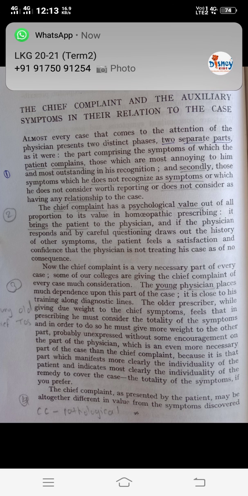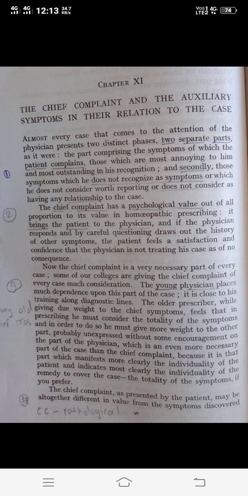must consider the totality of the symptoms, and in order to do so, he must give more weight to the other part, probably unexpressed without some encouragement on the part of the physician, which is an even more necessary part of the case than the chief complaint, because it is the part which manifests more clearly the individuality of the patient and indicates most clearly the individuality of the remedy to cover the case, the totality of the symptoms, if you prefer. So in this para, it is explained regarding the young physician and the old physician.